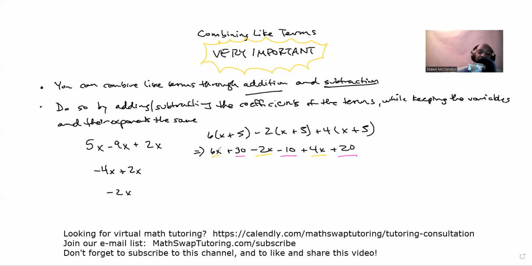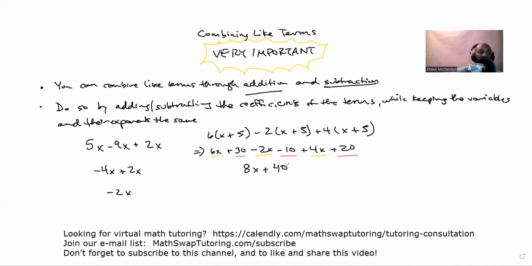So positive 6x minus 2x, that's going to give you a positive 4x, and then plus another 4x is going to be 8x. So I'm kind of skipping steps here, so make sure you follow what I'm saying. Now you have a positive 30 minus 10 is going to give you 20, and then plus 20 more is going to give you a positive 40. All right, so there you go. We've combined those like terms. Hopefully that's pretty straightforward. All right, very good.